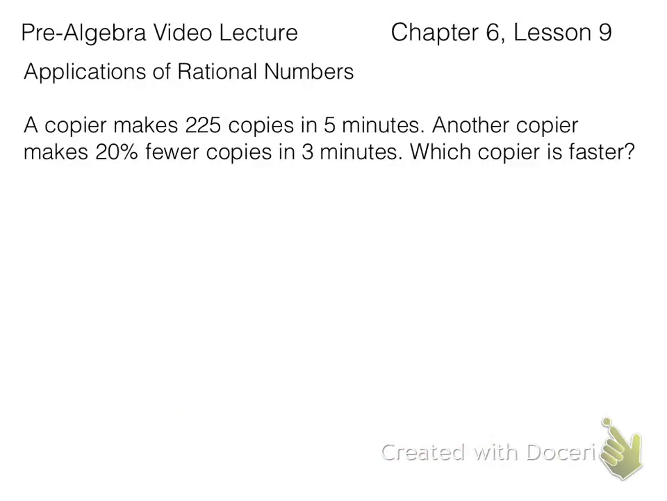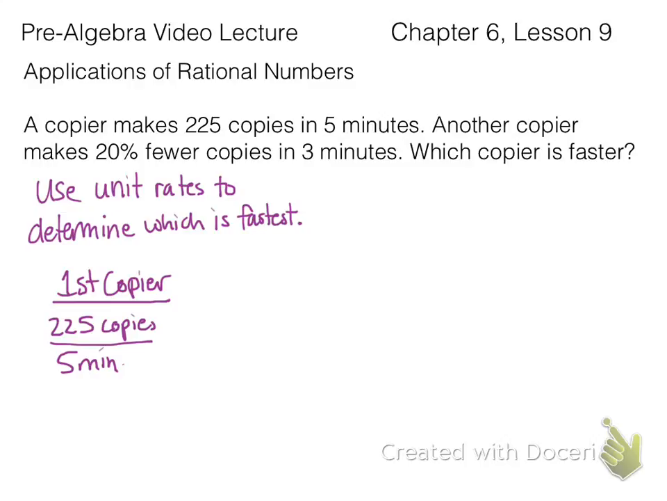All right. A copier makes 225 copies in 5 minutes. Another copier makes 20% fewer copies in 3 minutes. Which copier is faster? So, use unit rates to determine which is faster. The first copier makes 225 copies in 5 minutes. So how many copies does it make in 1 minute? Well, that's dividing. Copies divided by minutes is going to give you 45 copies per minute.